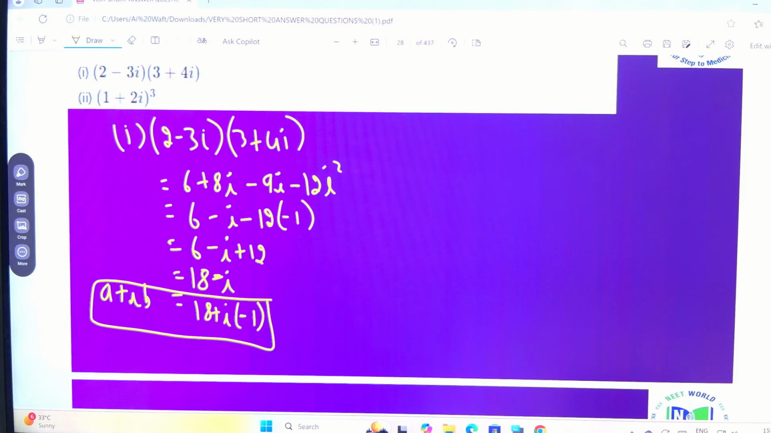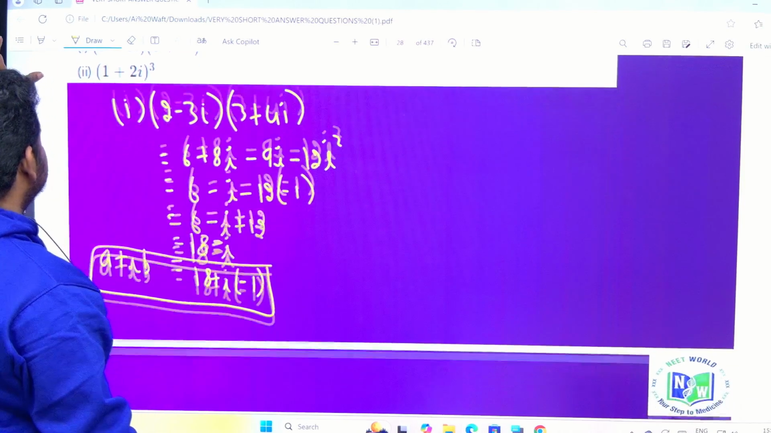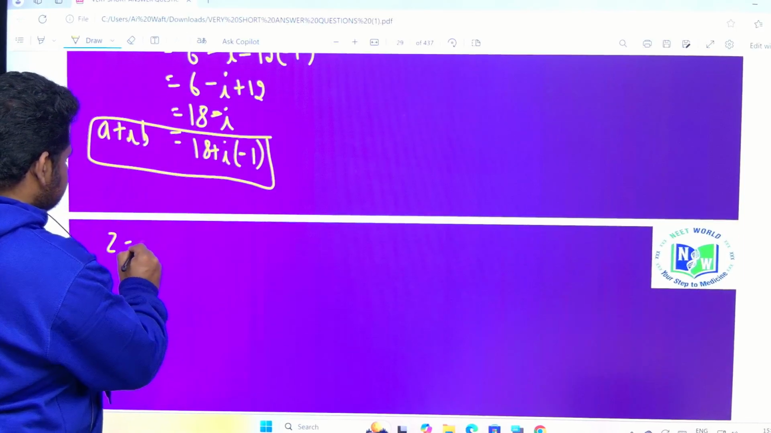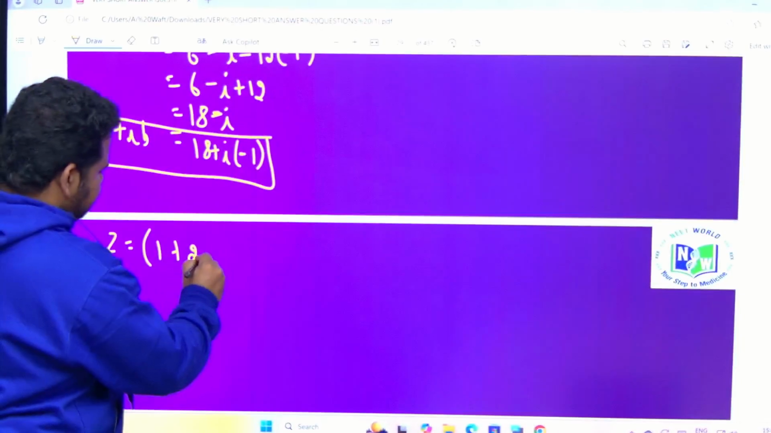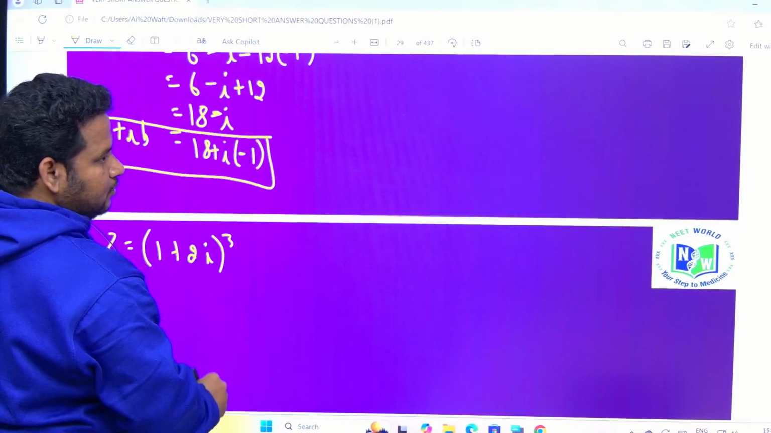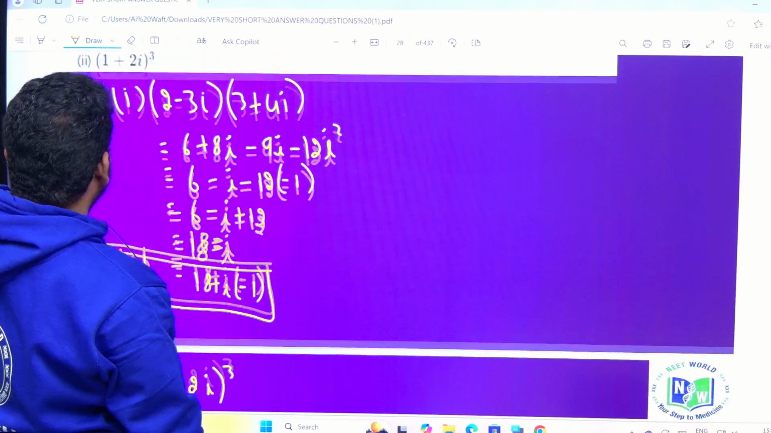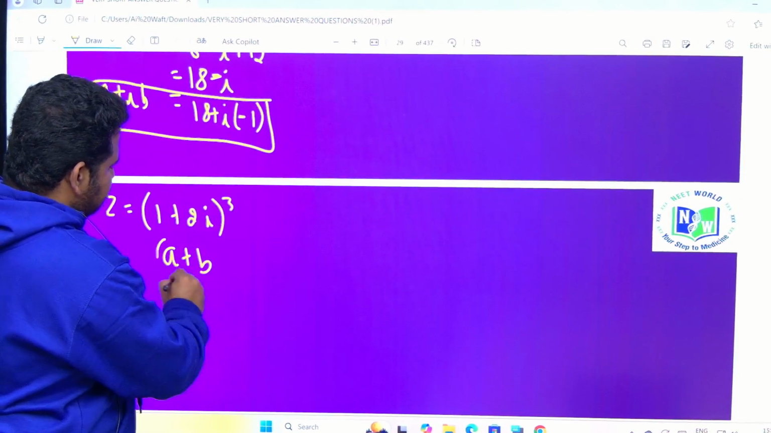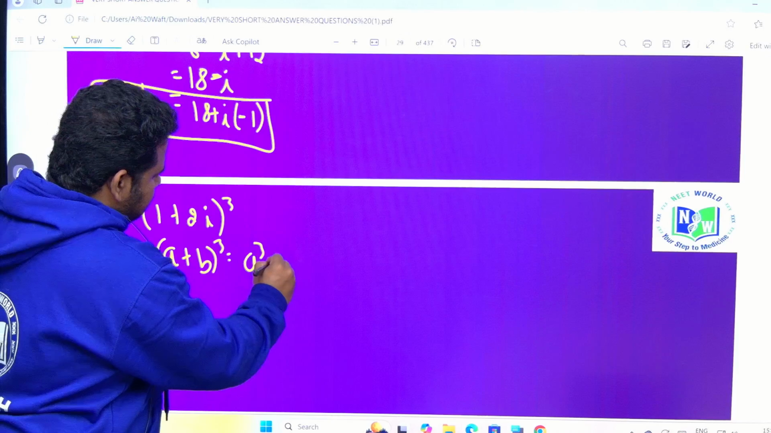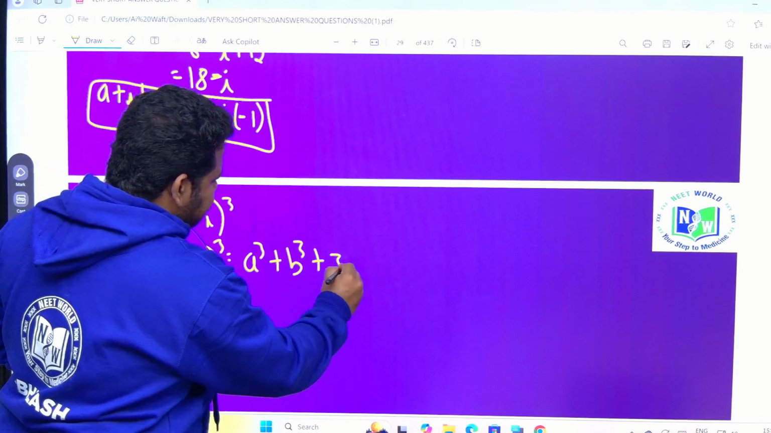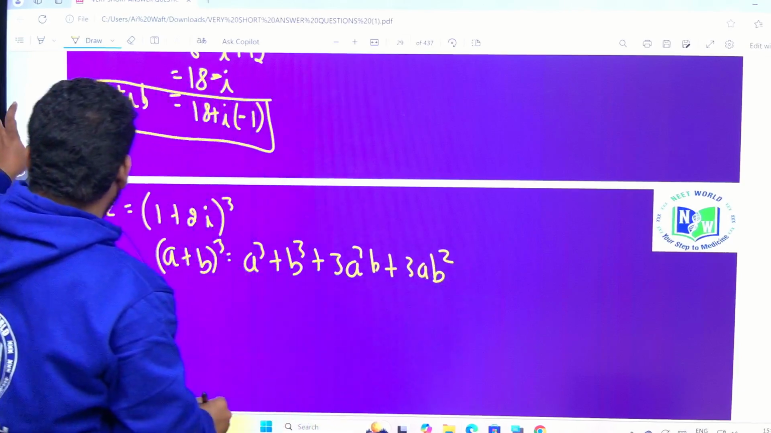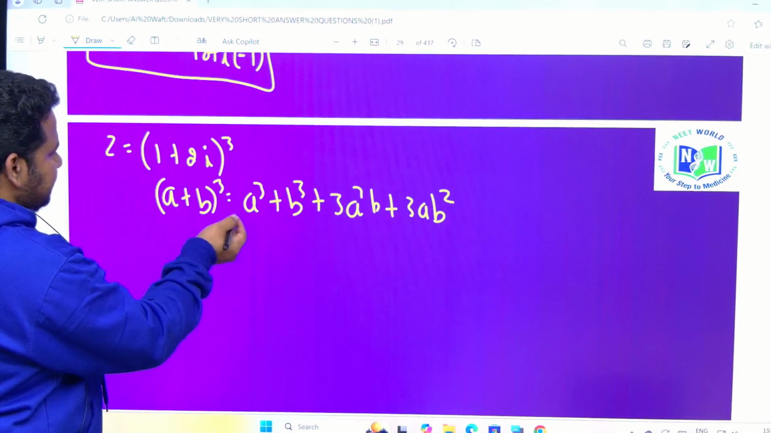Here is the next question. They have given 1 plus 2i whole cube. This is of the form a plus b whole cube, which is equal to a cube plus b cube plus 3a square b plus 3ab square. So let us substitute the values here for a and b.